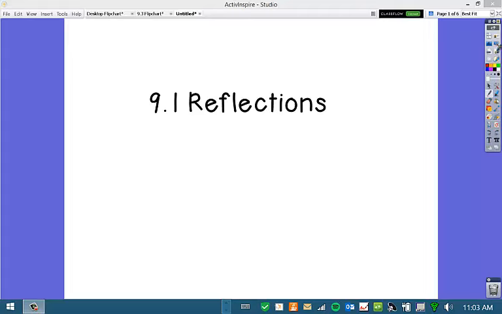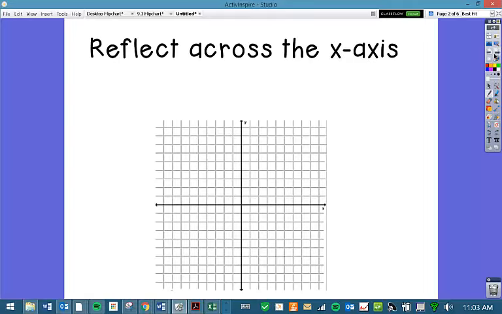Today we're going to be reflecting points across lines in the coordinate plane. We're going to start by reflecting points across the x-axis. So this horizontal axis, this is our x-axis. I'm going to start by plotting point A, which we're going to say is at (4, 3). Here's point A, it's at (4, 3). I am going to reflect it across the x-axis.